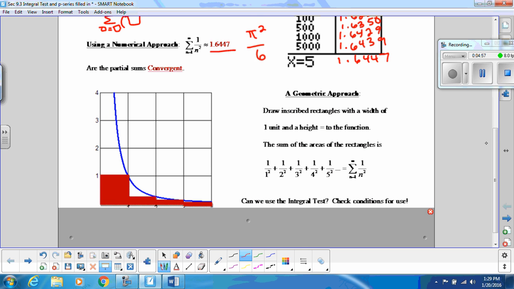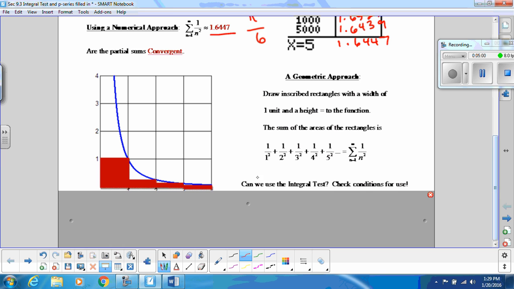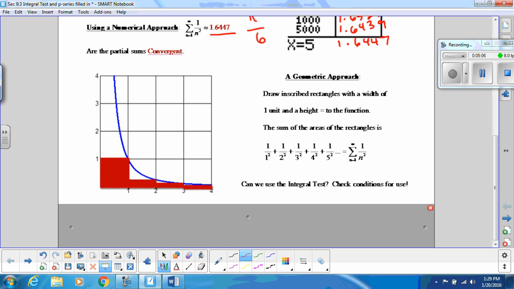Let's look at a geometric approach. We're going to draw these inscribed rectangles with a width of 1 and a height equal to the function. So I have this first rectangle that's 1, and then this one's going to be 1/2, and then 1/3, and so on. The height of the rectangle is equal to the area of that. As we keep on going, if we kept drawing those rectangles, that would be equal to the summation, because remember, the series are just equal to these integers, n equal to these, so it's not continuous. That's the visual geometric approach to the series.